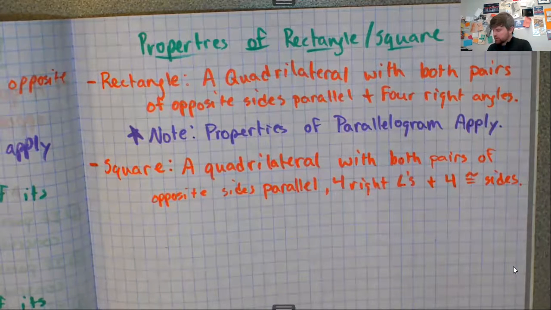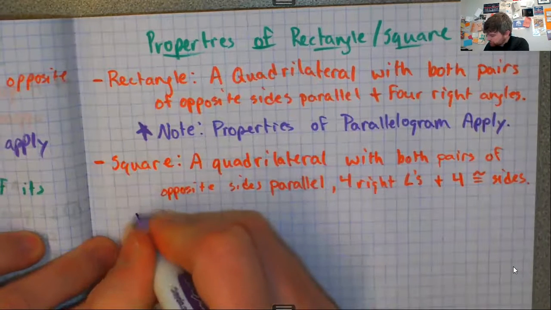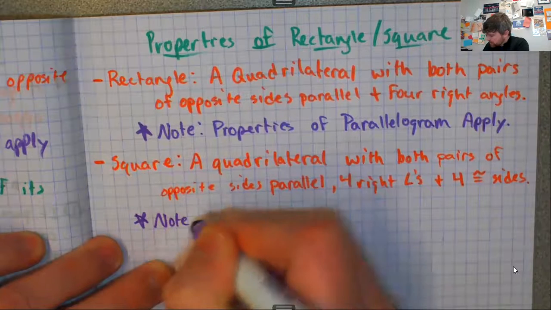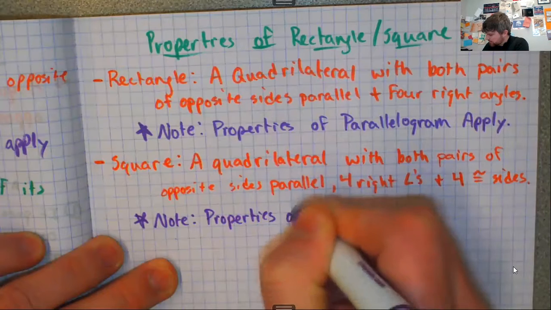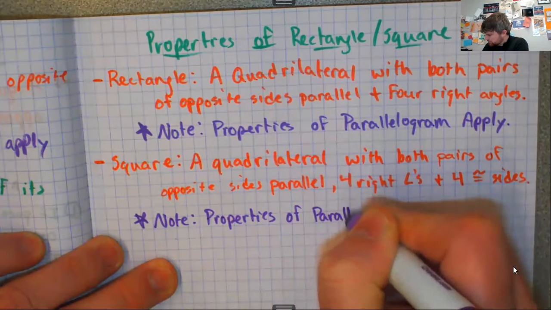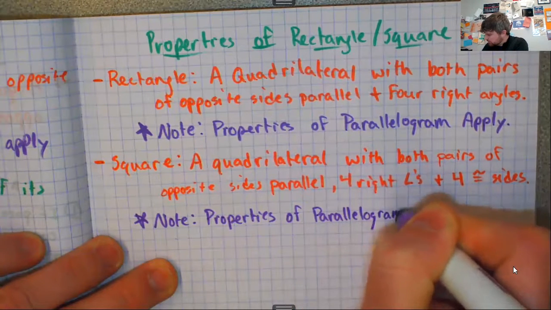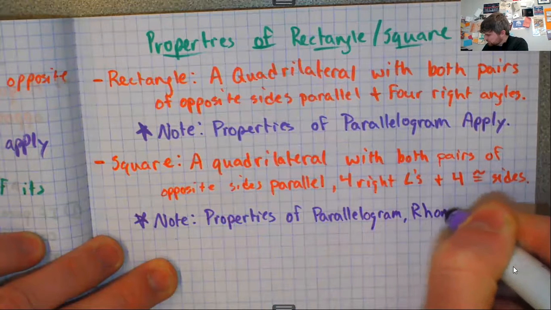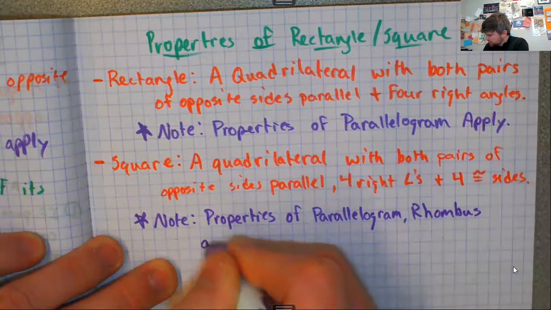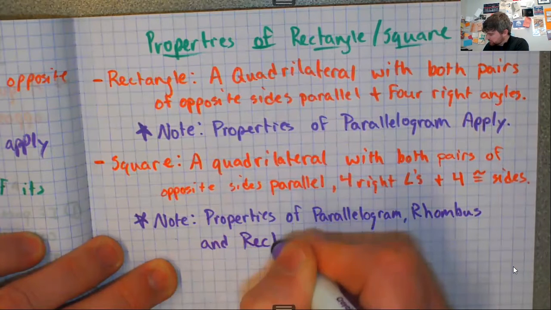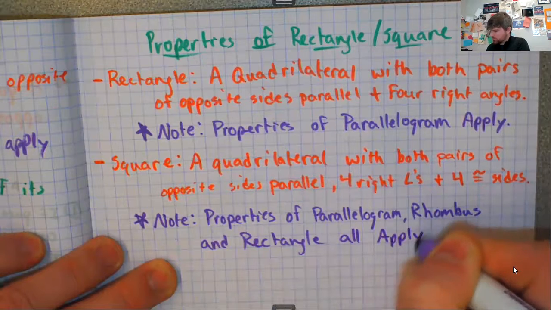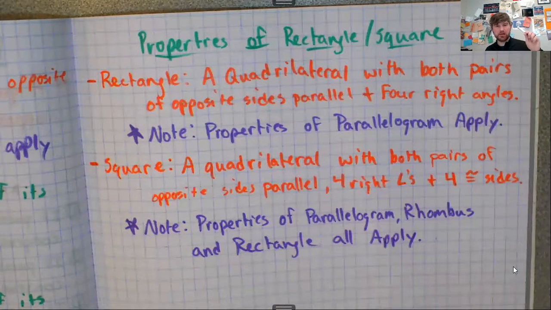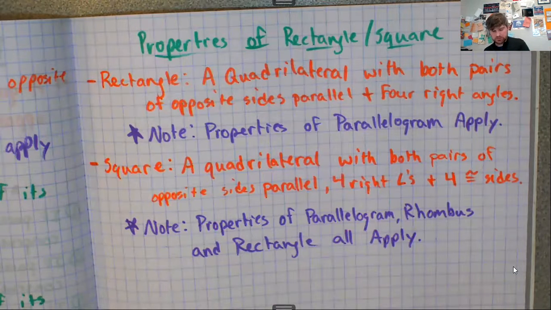So actually, we're going to note here that properties of parallelogram, rhombus, and rectangle all apply. Okay, so a square is actually a quadrilateral, a parallelogram, a rhombus, and a rectangle. It is all of those things.